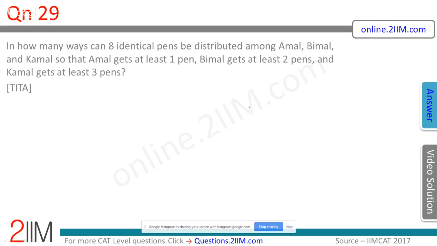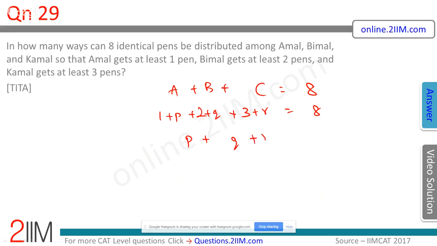8 identical pens are to be distributed among Amal, Bimal and Kamal. So A plus B plus C is equal to 8. Amal gets at least 1. So let's put 1 plus P. Bimal gets at least 2. 2 plus Q. And Kamal gets at least 3. 3 plus R equal to 8. Or P plus Q plus R equal to 2. P, Q, R can be 0.